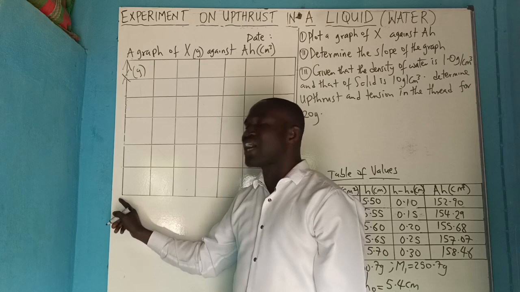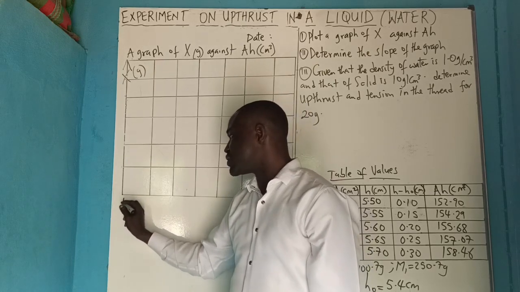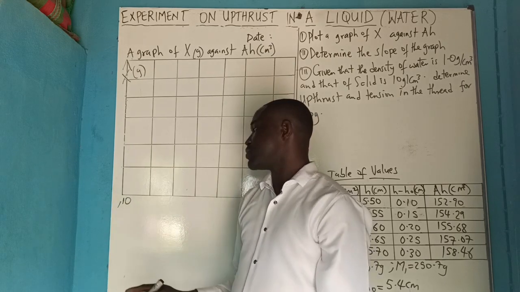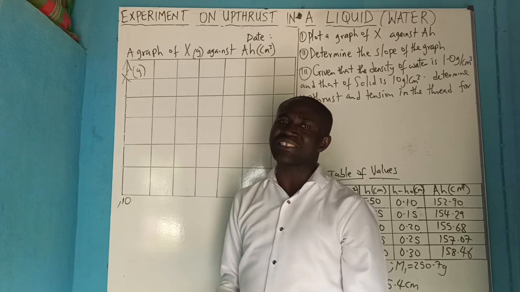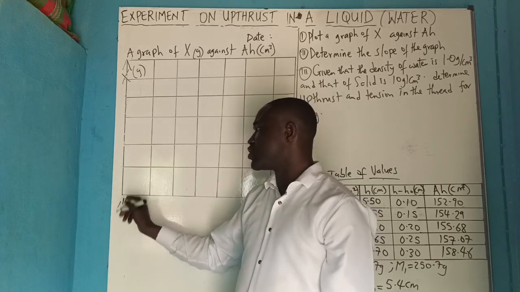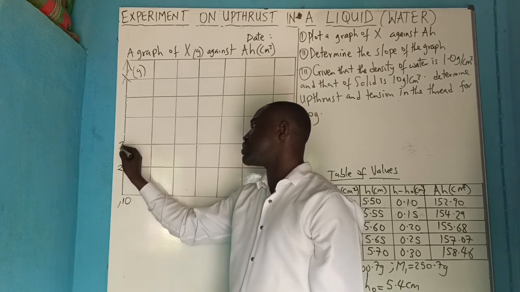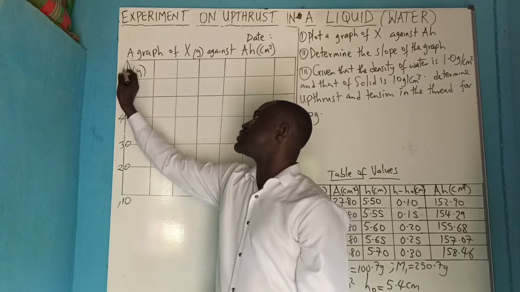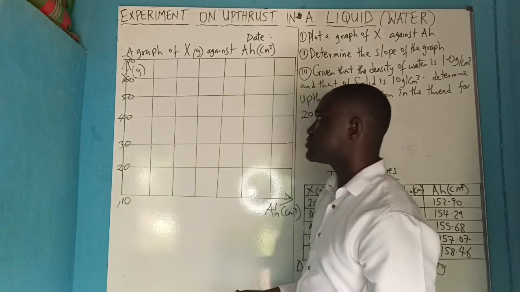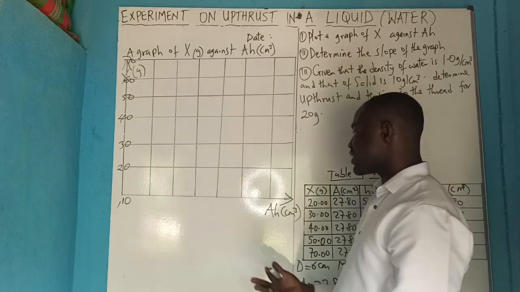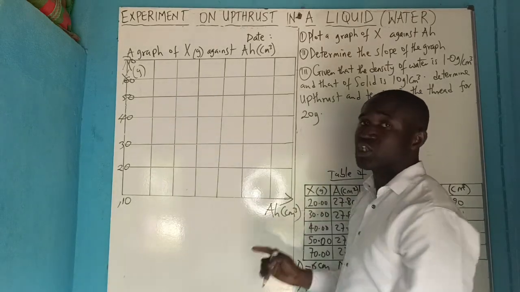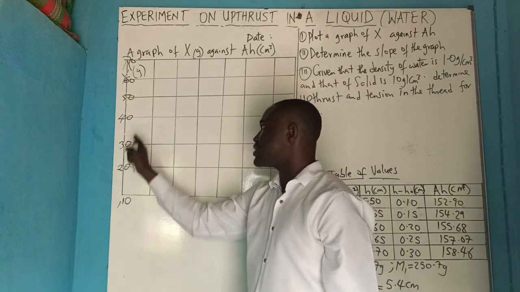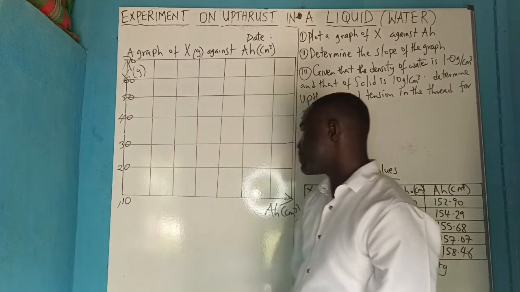I can decide not to start from 0,0 for Y. I can start with 10 here. I will still know what we would get for M. So I will not be using 0,0 unless it is specified or instructed. So 10, 20, 30, 40, 50, 60, 70. If you have been following our videos on practicals, you will see why we do that. It's because it is not instructed. They just say plot graph of M against AH. This minus this is 10, this minus this is 10, so it goes well.